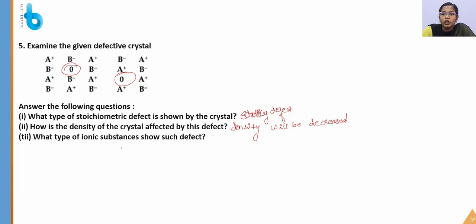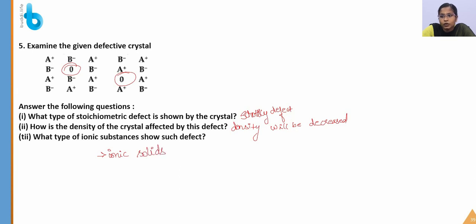Next is, what type of ionic substances show such a defect? Ionic solids will show this type of defect because in them the cations and anions are in equal numbers and of similar size. So ionic solids will show this type of defect.